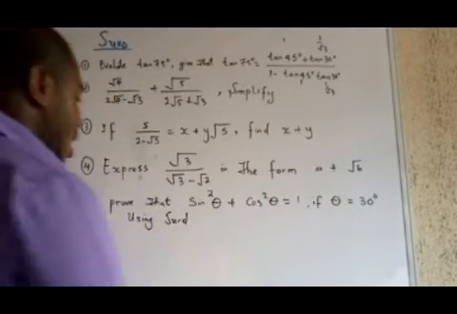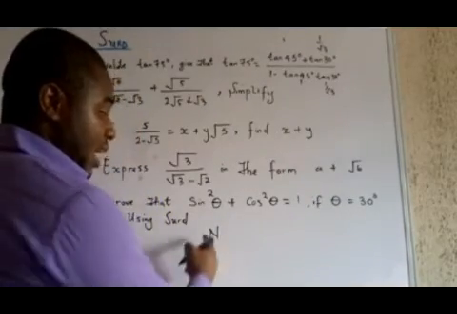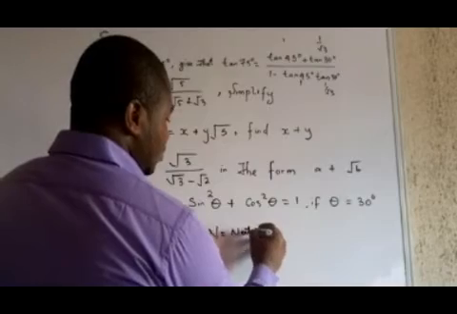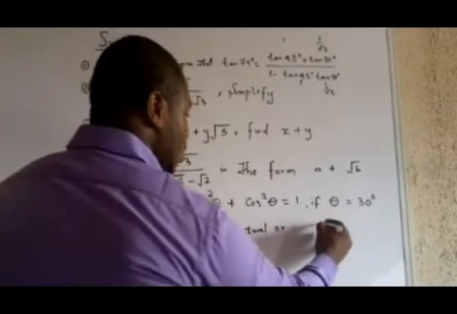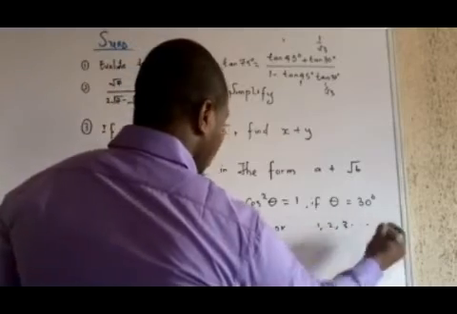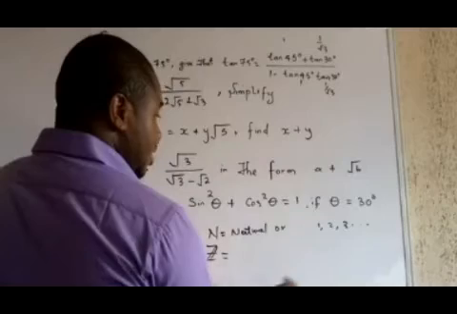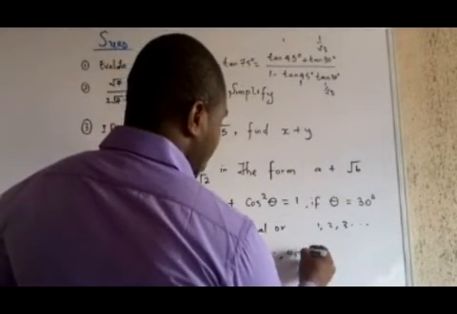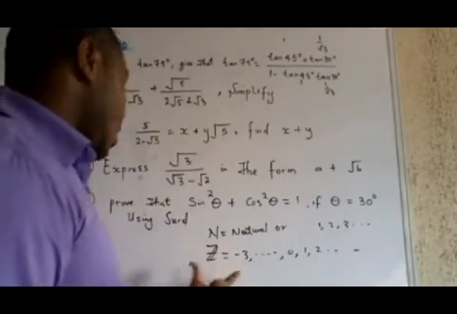Remember, we have the set of natural numbers, or you say counting numbers. So just 1, 2, 3, and so on. Then we have the set of integers. The set of integers can be negative, 0, can be positive, and so on. We have rational numbers.